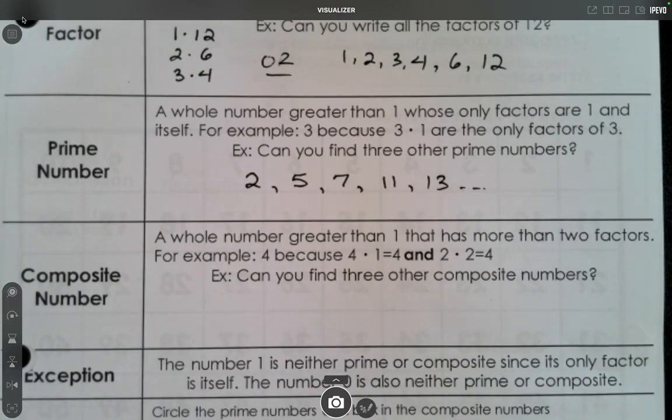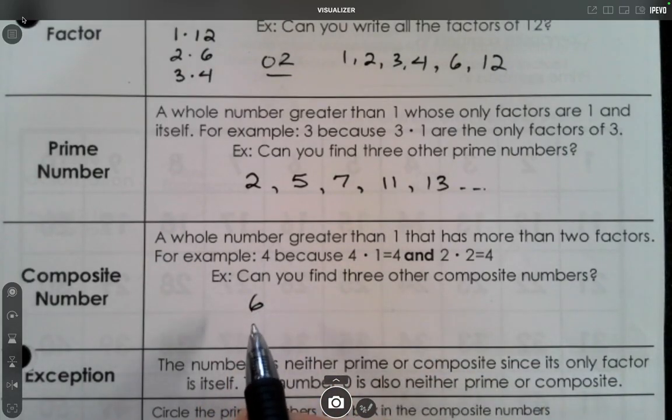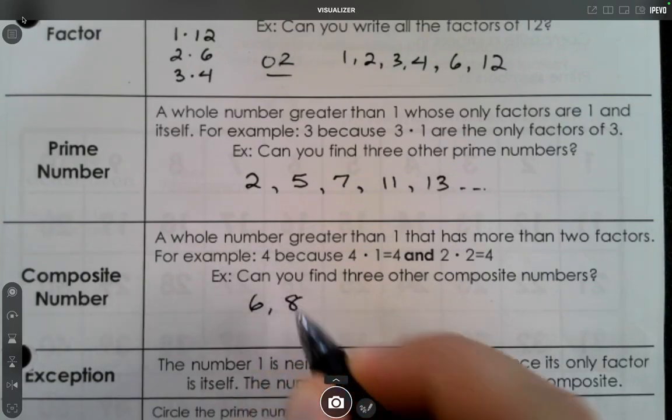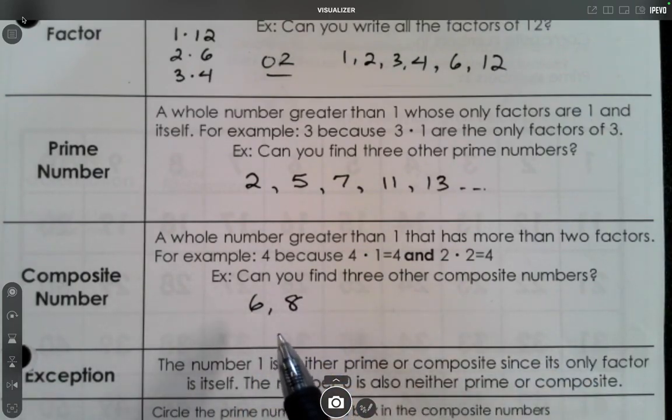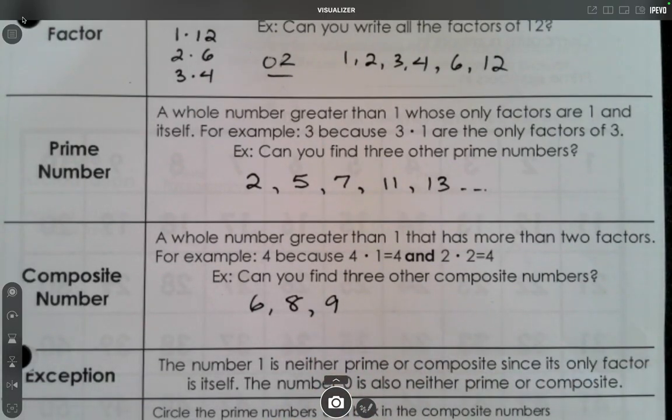But let's think of 3 composite numbers. Again, I'd encourage you to pause, see if you can think of 3. Okay, so I listed 4. 6 would be one, because 1, 2, 3, and 6 all go into it. 8 would be one, because 1, 2, 4, and 8 all go into it. 9 would be one, because 1, 3, and 9 all go into it. 10 has 1, 2, 5, and 10, and so on.